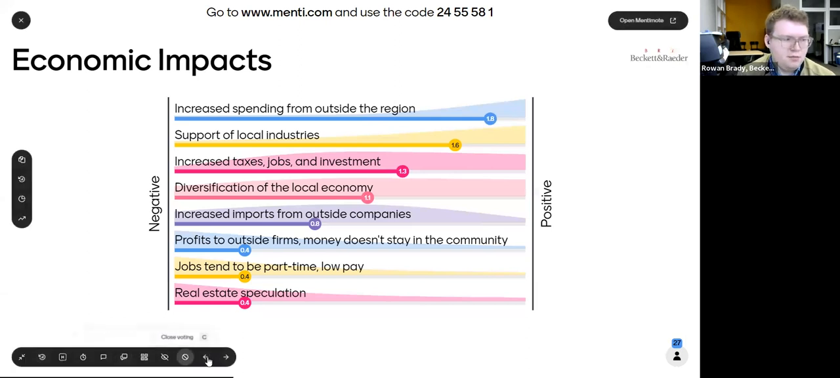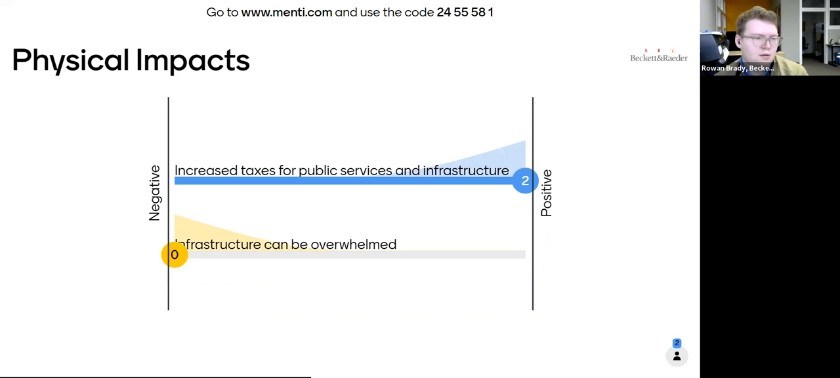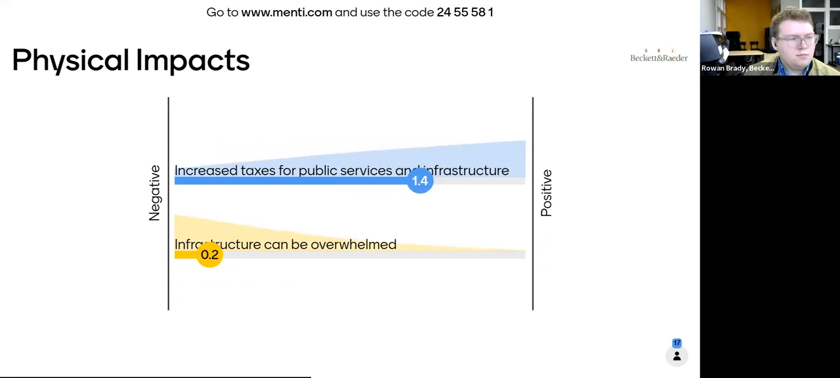Sarah, if you want to go to the next slide in Mentimeter. I ask you to think through the physical impacts of tourism, so increased taxes for public services and infrastructure, and then infrastructure can be overwhelmed. So are these negative, neutral, or positive? And following maybe what we all expected there. Sarah, if you want to go back to the PowerPoint.